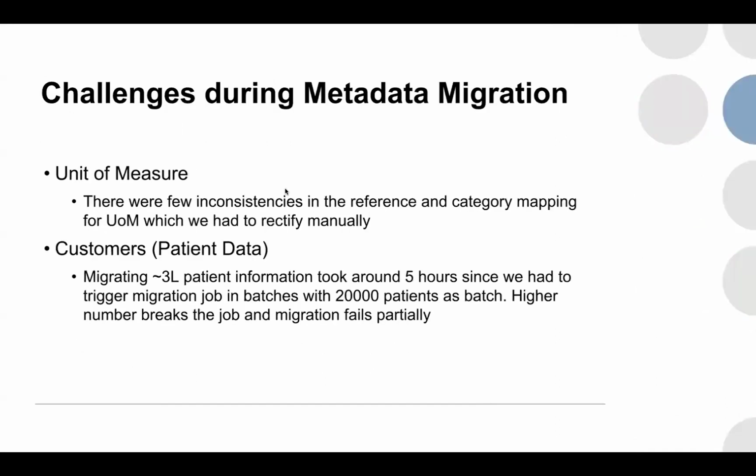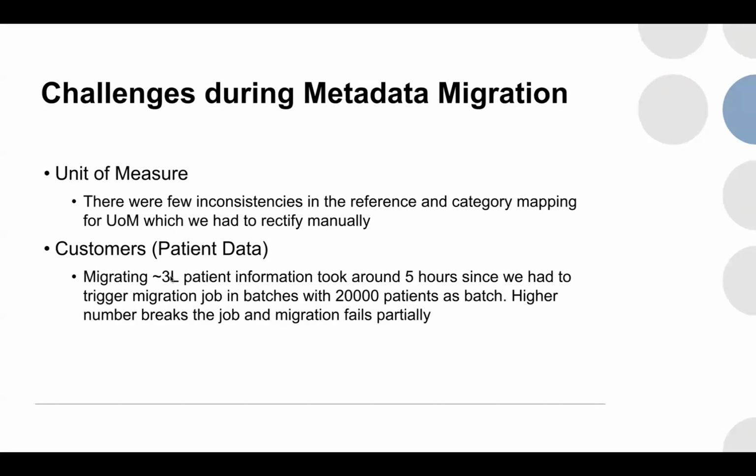Then coming to a few of the challenges that we faced during the metadata migration, specifically with respect to unit of measure, there were a few inconsistencies in the reference values. As an example, for a bottle of 50 ml, the reference unit was sometimes set differently. Like here in OpenERP7, the base unit of measure was liter, whereas in the Odoo16, the base unit of measure was ml. So we had to fix a few of those reference values so that the stock calculation, everything happens properly.